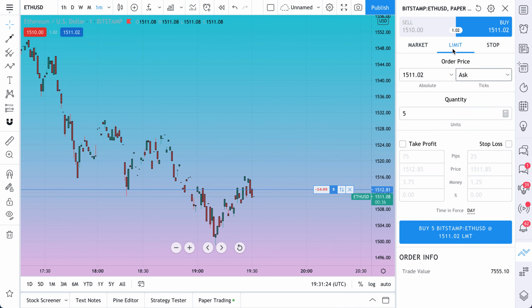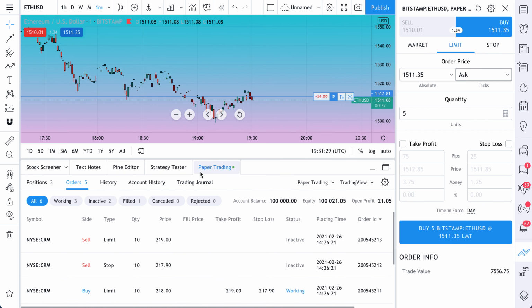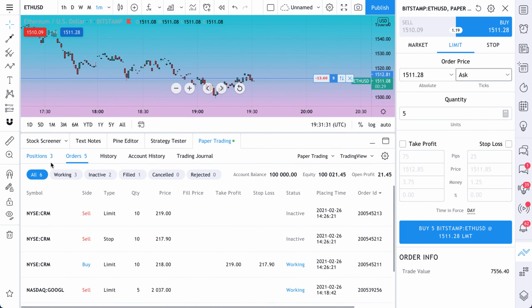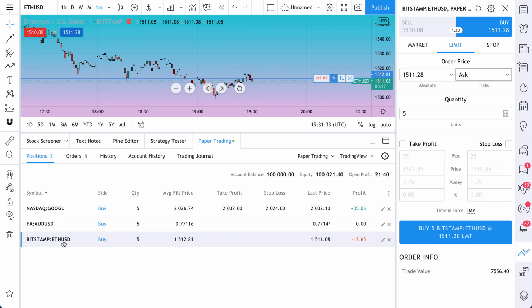Get good at managing your limit orders. But watch this. Say you make a mistake in paper trading. Here's what you could do. Go to your positions, and here's ETHUSD. And this pencil icon means that you can essentially change this position just by clicking edit.